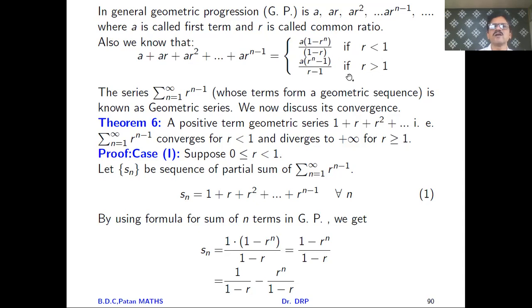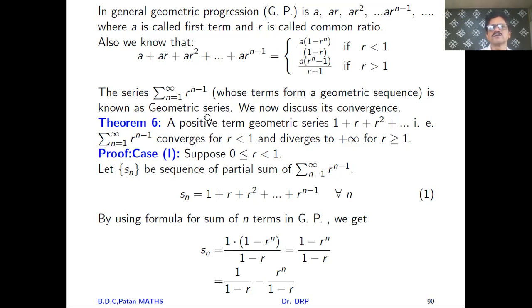And if r is greater than 1, we can write its sum to be a into r raised to n minus 1 divided by r minus 1. That means we only interchange the positions in the bracket. It gives the sum of n terms of the series which is in GP, that is, geometric progression. So see, friends, the series summation n runs from 1 to infinity r raised to n minus 1, whose terms form a geometric sequence, is known as a geometric series.